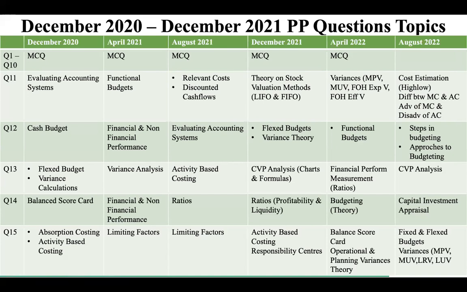In August 2021, question number 11, they tested on relevant costs and discounted cash flows. That is NPV. Question number 12, they tested on evaluating accounting systems. Question number 13, they tested on activity-based costing. So I'm also trying to note down the questions.